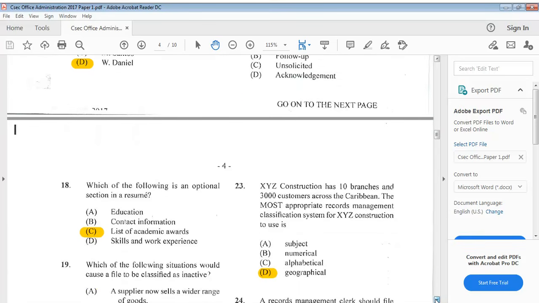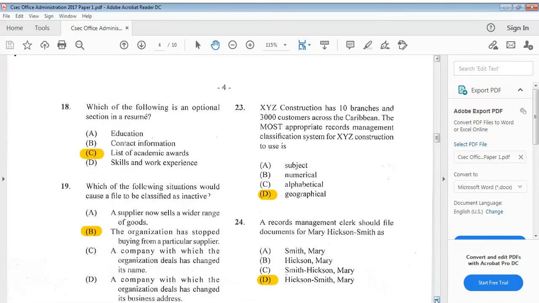Let's move on to number 18. Which of the following is an optional section in a resume? A. Education. B. Contact information. C. List of academic awards. Or D. Skills and work experience. So we know what is optional. It would be C. List of academic awards.